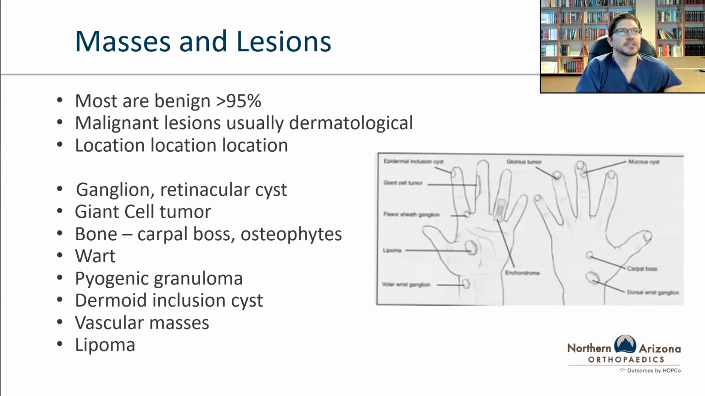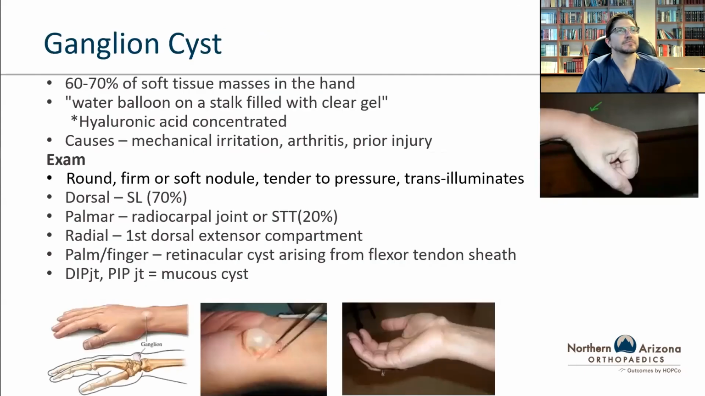One of the other topics I'll discuss are masses and lesions. For the most part, these are completely benign issues. Usually, skin lesions are more commonly associated with malignancy. These are still very rare. Location is critical. Again, these form in very consistent areas. We'll talk a little bit about ganglion cysts, giant cell tumors, metacarpal bosses and bone spurs, warts, inclusion cysts, and masses. These are really common.